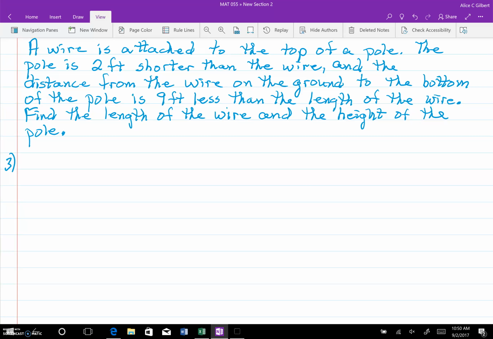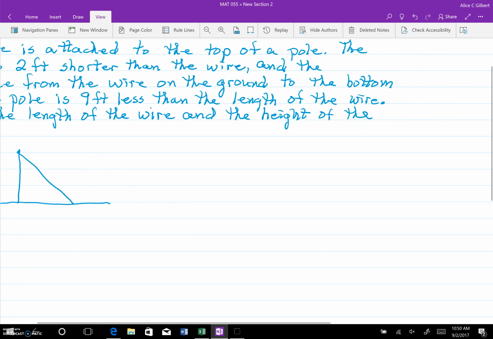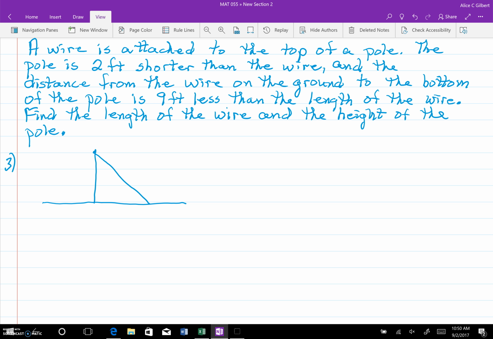It says a wire is attached to the top of a pole. Well, a pole is going to go straight up, and a pole is on the ground. I'm going to say this is my ground. So here's my pole, and there's a wire attached at the top. Then the wire is stretched to the ground. But you notice what I've created here is a triangle, and it's actually a right triangle. Right triangle means that I've got at least one angle in here, right here, that is 90 degrees.